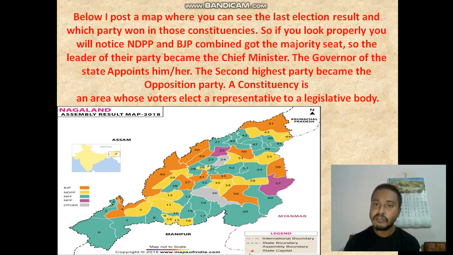What is the definition of constituency given here? You can see it again. A constituency is an area whose voters elect a representative to a legislative body. Now that legislative body means the assembly, the legislative assembly. In our 60 constituencies, we have got 60 such representatives. They are known as MLA. Full form is Member of Legislative Assembly.